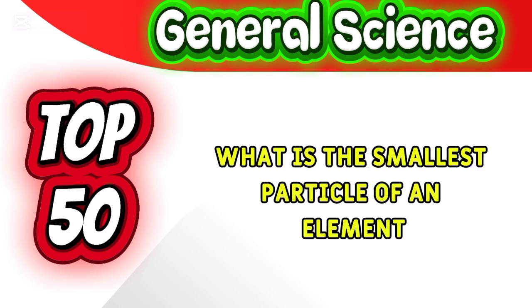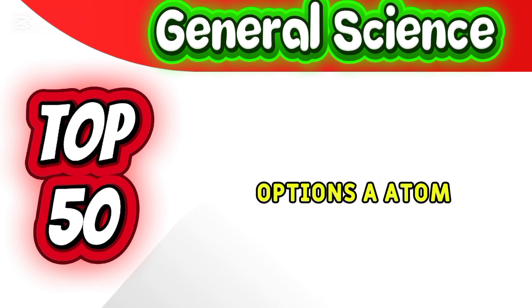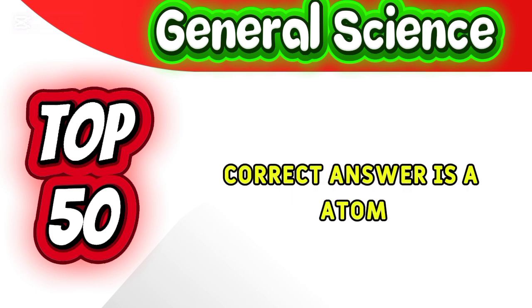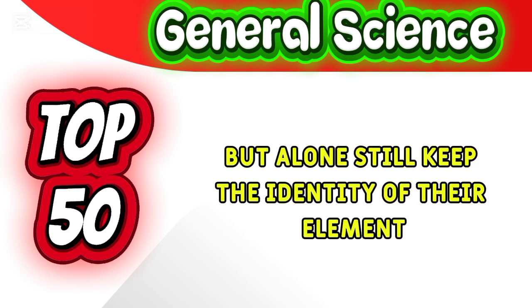48. Question. What is the smallest particle of an element that still has its properties? Options: A, atom, B, molecule, C, ion, D, neutron. Correct answer is A, atom. Explanation. Atoms are the fundamental units of matter. They combine to form molecules, but alone still keep the identity of their element.